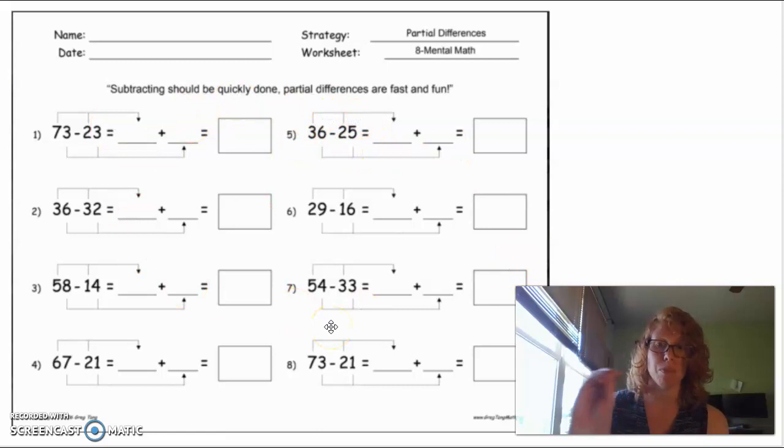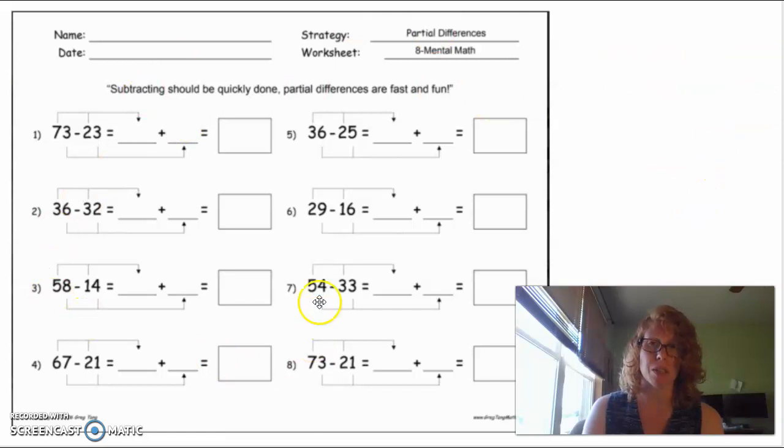I want to see you splitting them apart, subtracting the place values, and then adding them back together to find the answer. If you need help, please go back and rewatch the video. It's the same steps, just different numbers. When you're done, please put this piece of paper in the math section. Good luck!